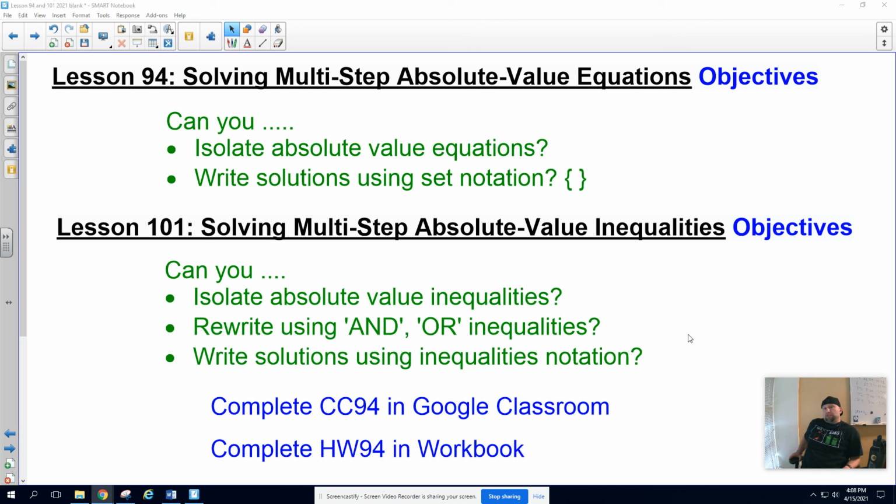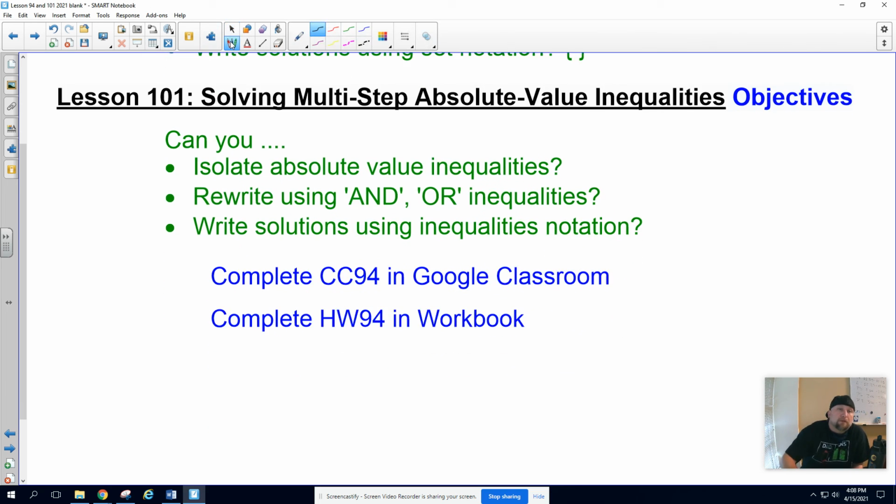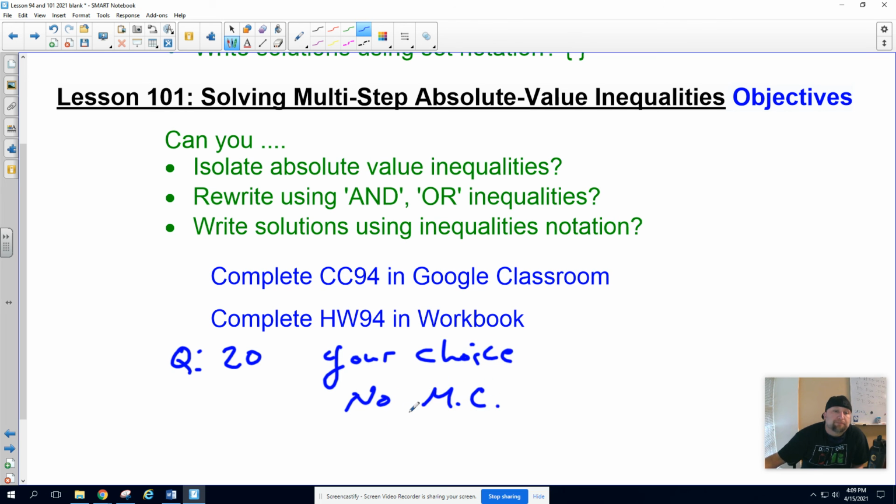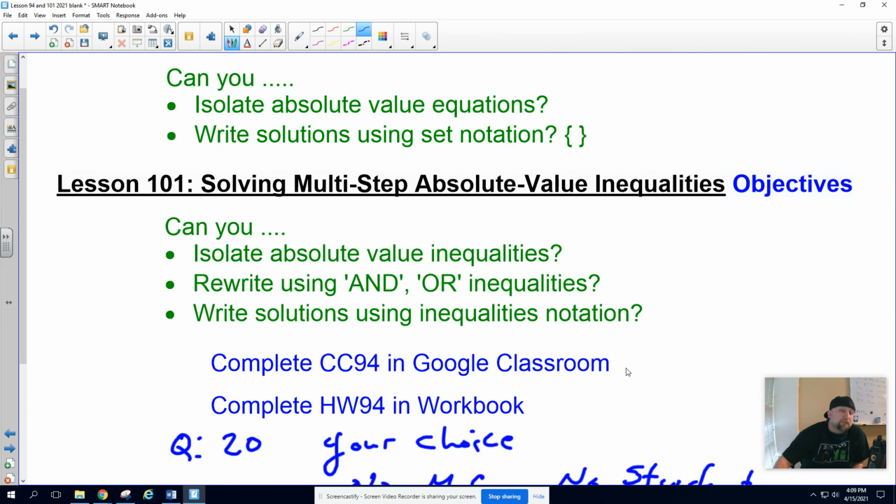Other than that, complete Concept Check 94 in Google Classroom, complete Homework 94 in the workbook. One more reminder of this, it is 20 questions, your choice. No multiple choice, no true, false, and no student response. So A versus B. Okay. Make sure that you're comfortable with these.